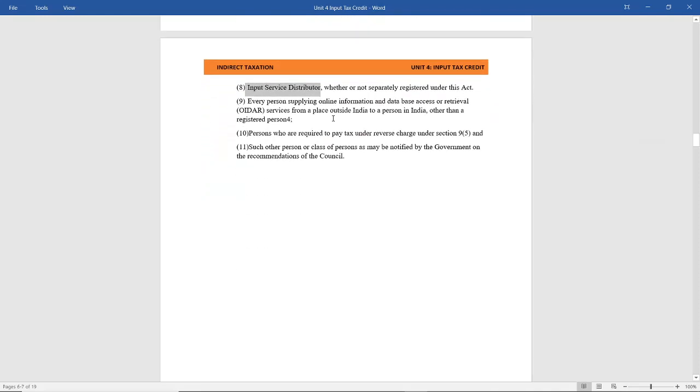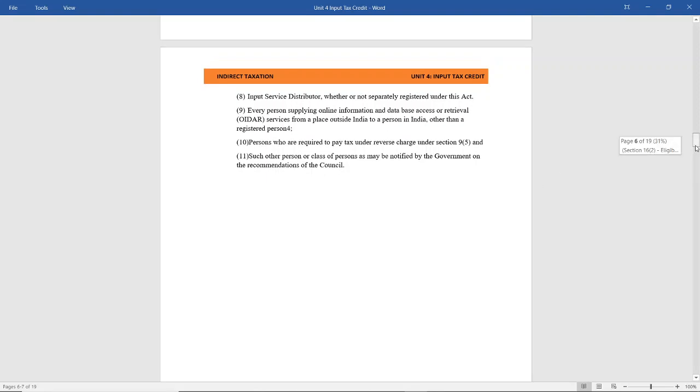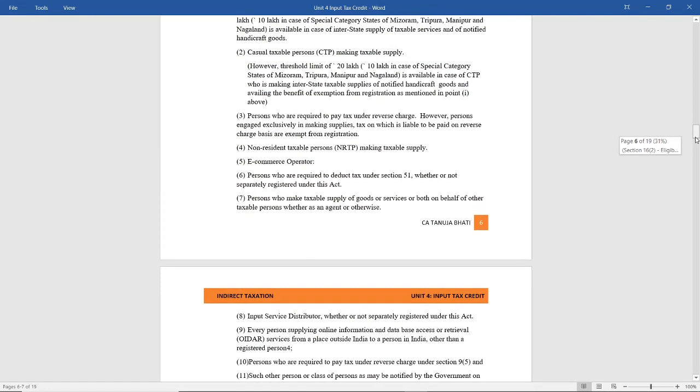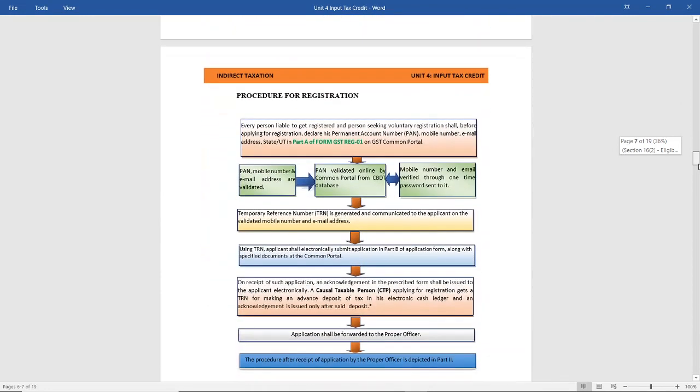Then persons providing online information and database access or retrieval services, that is OIDAR services, from a place outside India to a person in India, he has to get himself compulsorily registered. Persons who are required to pay tax under reverse charge, and such other persons which the government may notify on the recommendation of the council. So as and when the council comes up with a recommendation that certain set or category of people have to get themselves compulsorily registered, then they will come under the category of compulsory registration. So these 11 categories of persons, irrespective of their threshold limit, have to get themselves compulsorily registered.